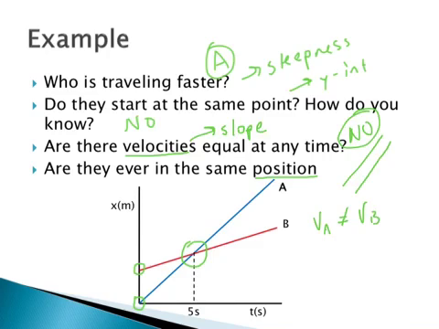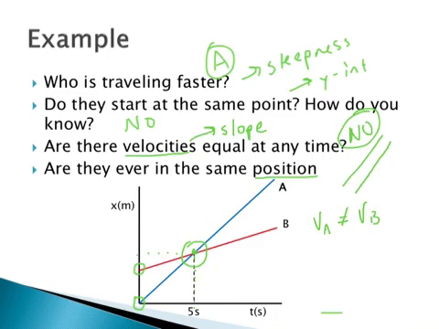So what does this intersection point mean? Well, remember that this is a position versus time graph. So at 5 seconds, this intersection point is telling me that these two objects are at the same point. Okay, so they're at the same point.